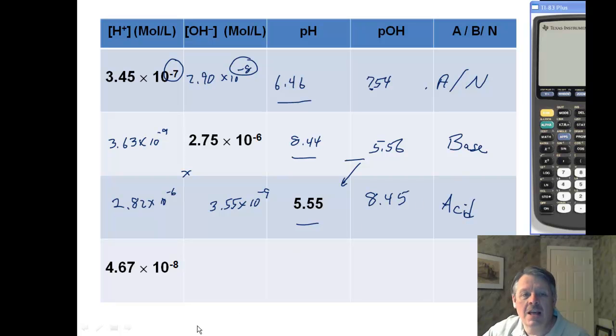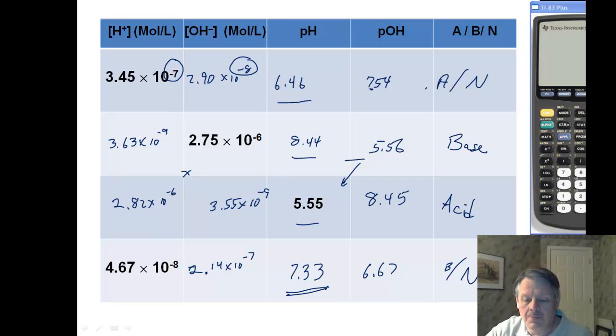Right. How about this last one? 4.67 times 10 to the minus 8th. We take 1 times 10 to the minus 14th and divide it by that number, and you get 2.14 times 10 to the minus 7th. Now, to come up with the pH, we do the negative logs, and we come up with 7.33, and we come up with 6.67 when we subtract that from 14. 7.33 is pretty neutral. So we could say it's slightly basic, but really it is very close to neutral.